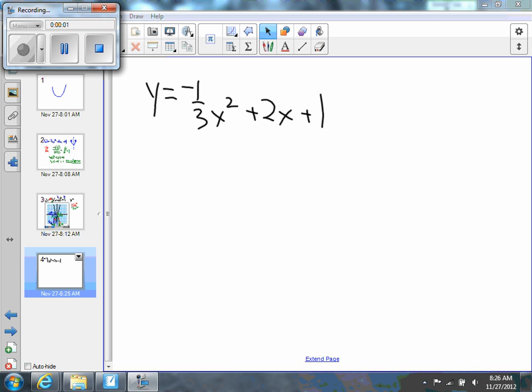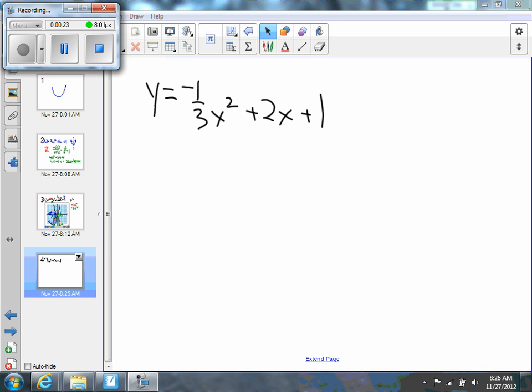The question on this one is to first put it in vertex form and then use transformations to graph it. Is that correct? Okay. This is a good problem, because I first have to get this in vertex form. If I'm going to get it in vertex form, I have to complete the square.